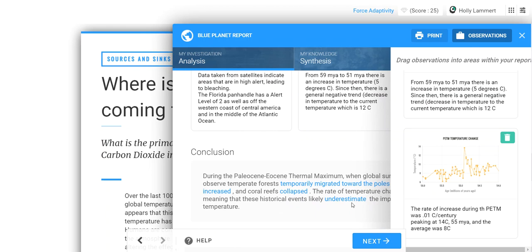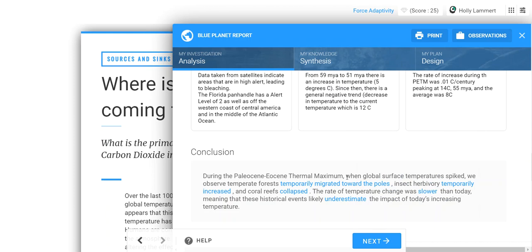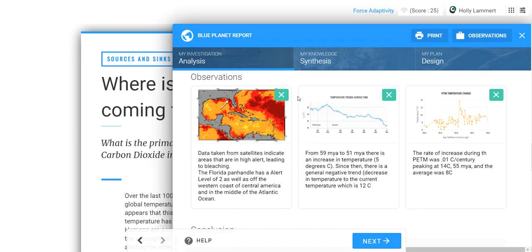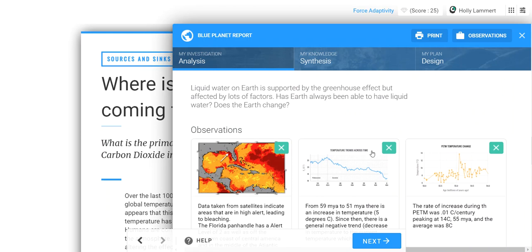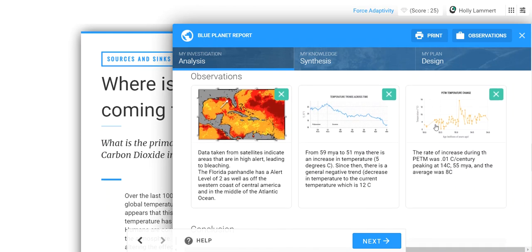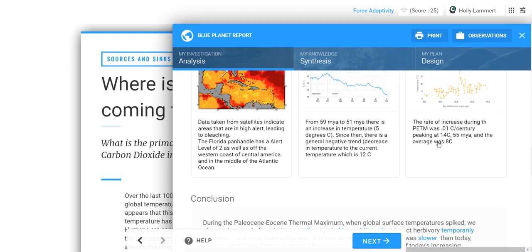And the conclusion here being, during the Paleocene-Eocene thermal maximum, when global surface temperatures spiked, we observed temperate forests temporarily migrated towards the poles, insect herbivory temporarily increased, and coral reefs collapsed. The rate of temperature change was slower than today, meaning that these historical events likely underestimate the impact of today's increasing temperature. Notice how there's only 3 places for observations. You might select some of those other observations, for example the leaf analysis or the insect analysis, those would be good things to put in here as well.